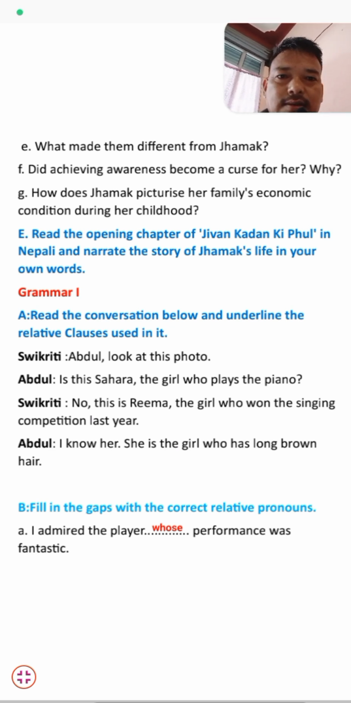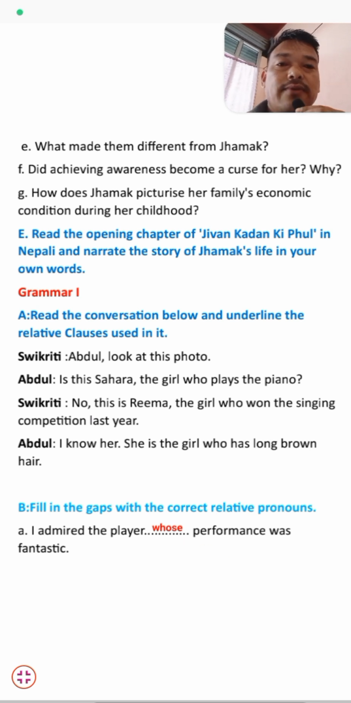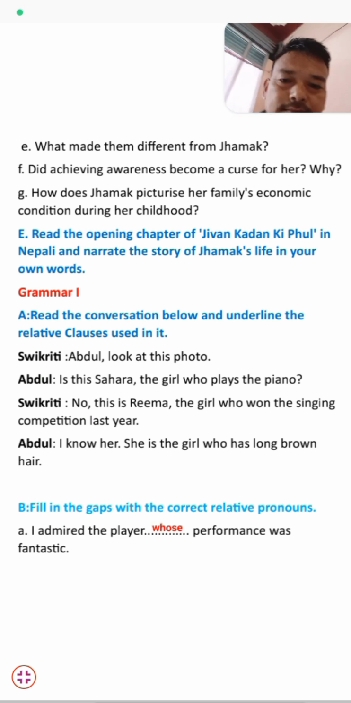Now exercise B, filling the gap with the correct relative pronouns. You have to use these relative pronouns, students, and put them in the blanks. The first is, I admire the player dot dot performance was fantastic. It means I always admire the player whose performance was fantastic. The whose is the right relative pronoun that we will use here. Next one.